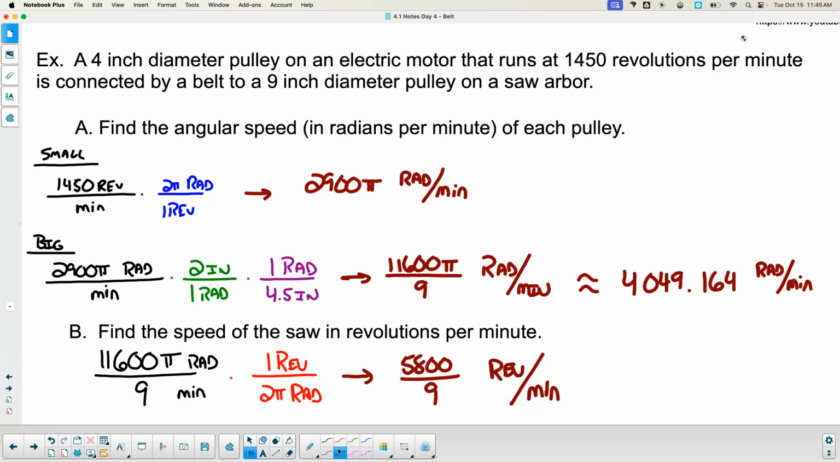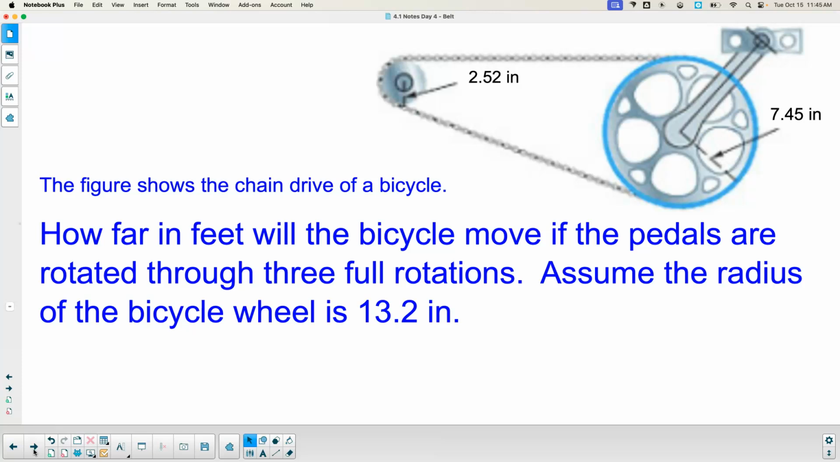Let me show you. Pi's cancel out. 11,600 divided by 2 is 5,800. Yeah. I could see that you were like, okay, wait a second, how did that come out so nice and pretty? Okay. So good.